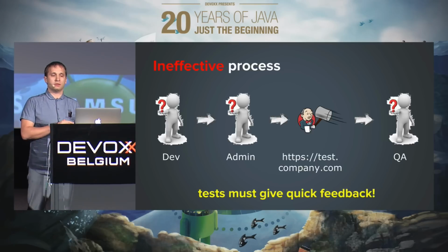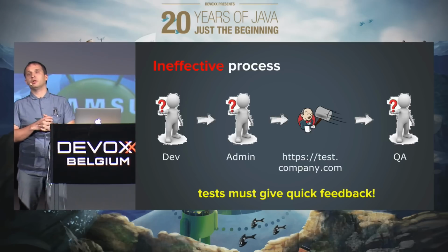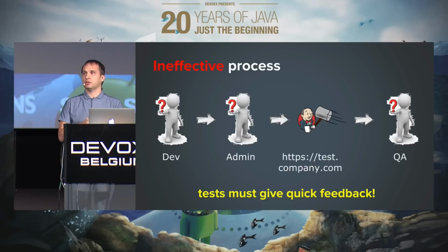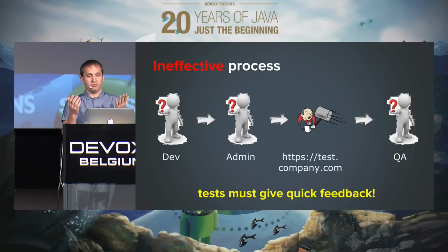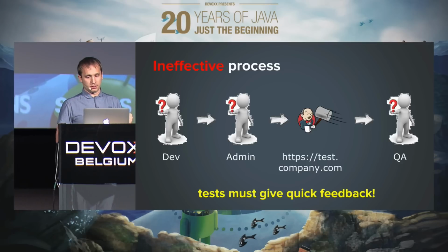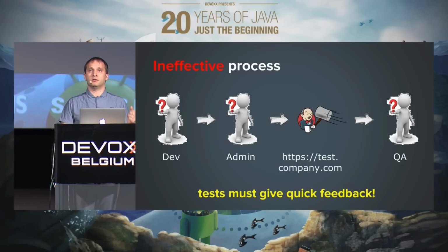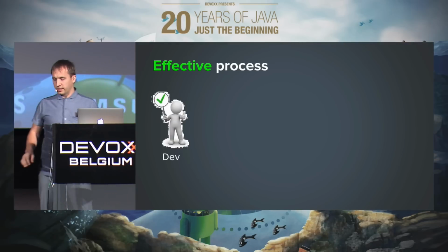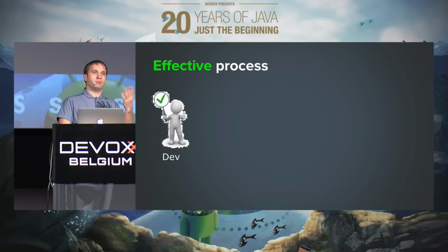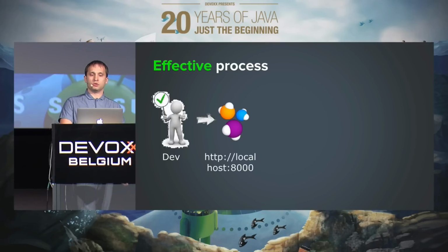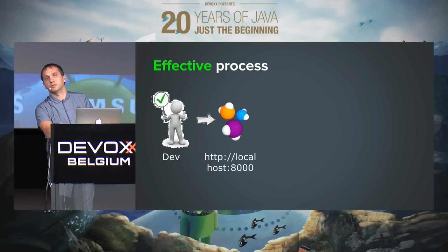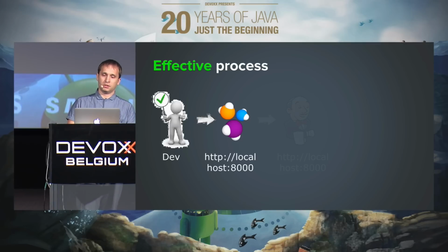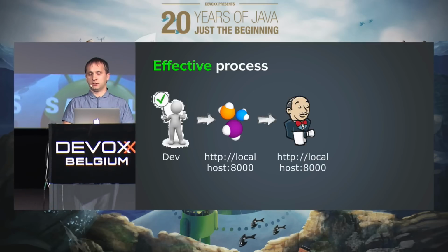I believe that tests must give quick feedback. This is the main point of tests. Tests must help developers quickly find out whether everything works or not. This is too long a chain, and that's why this is an ineffective process. An effective process should look like this. A developer who has made some changes should be able to run tests locally on his machine, be sure that everything still works, and only then commit the changes.